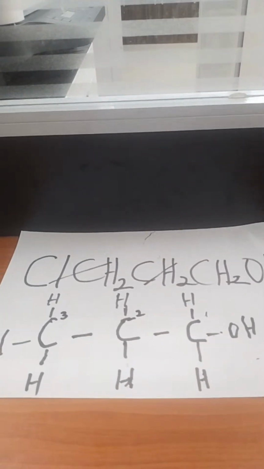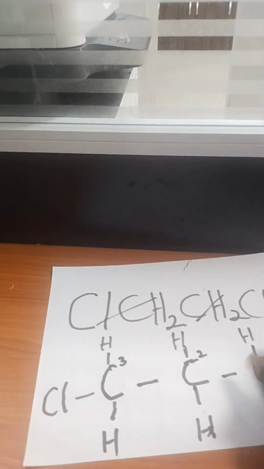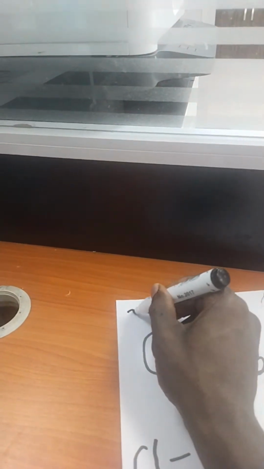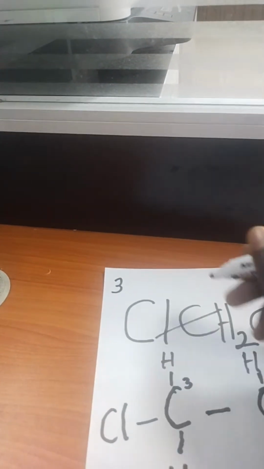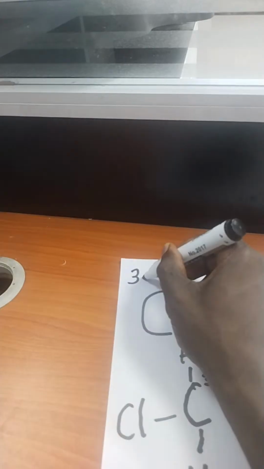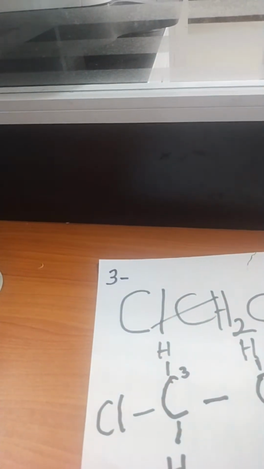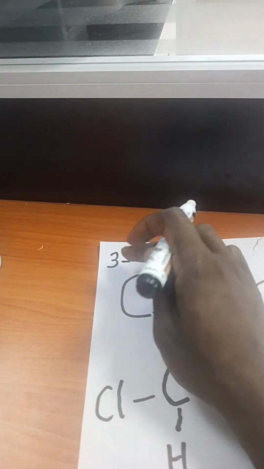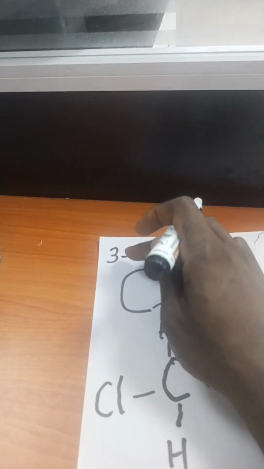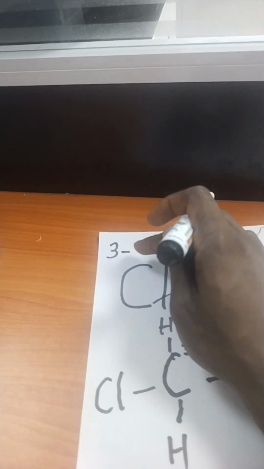So what would be the name of this compound? The name of the compound will be 3. Why? Because 3 is where the chlorine compound is being attached. 3, have you seen that? And hyphen, not a comma. In organic chemistry, you use hyphen to separate between the number and the words.